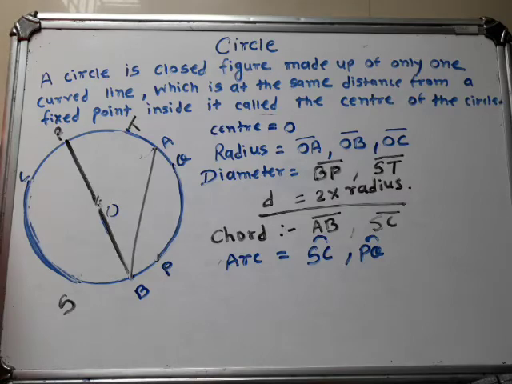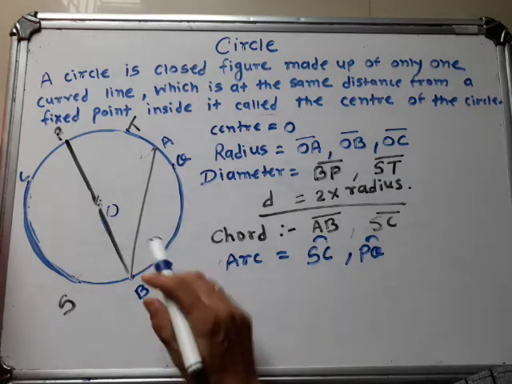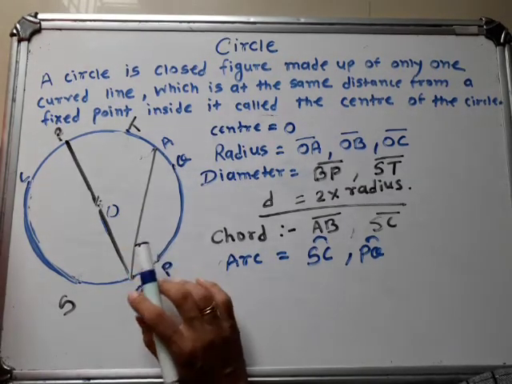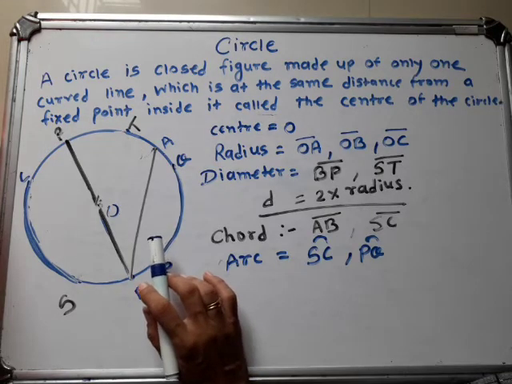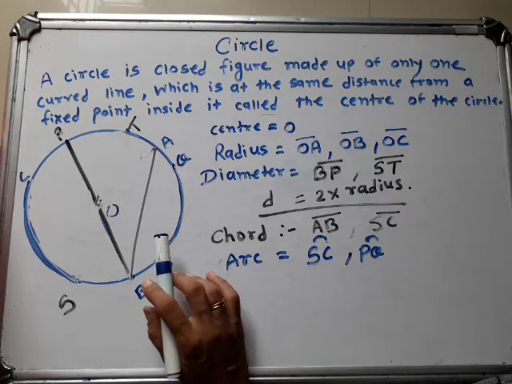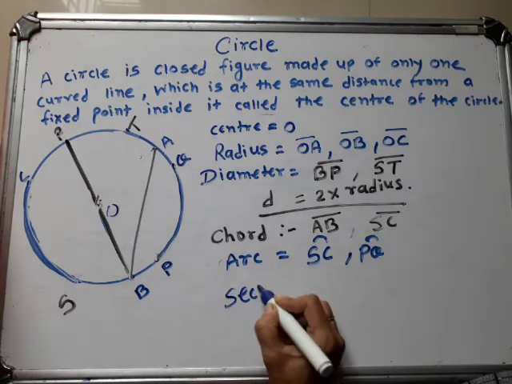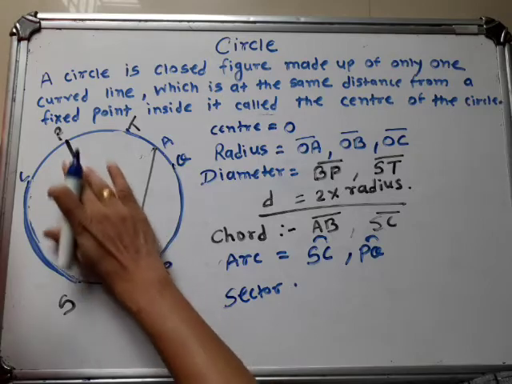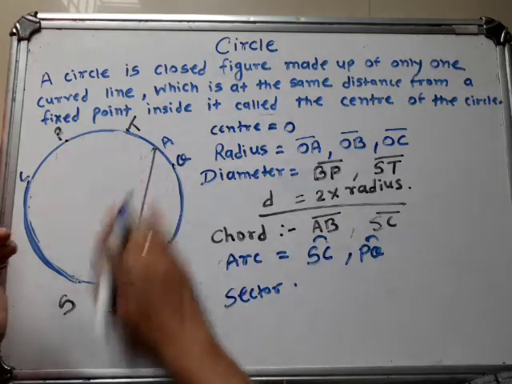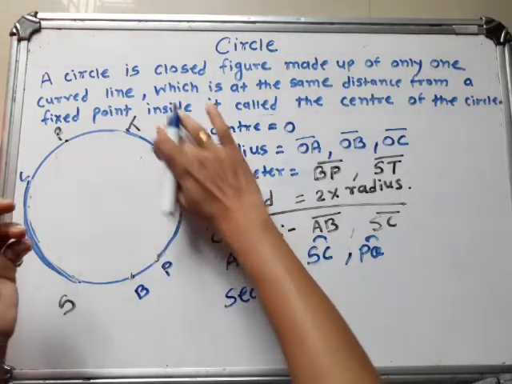And there is an interior part and an exterior part. A circle also has an interior part and an exterior part. The region in the interior of the circle enclosed by an arc on one side and two radii on the other sides is called a sector. This is again a new word for you, sector. So when we join, now we erase all the points here.